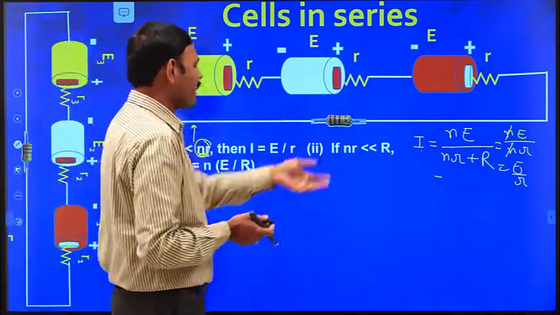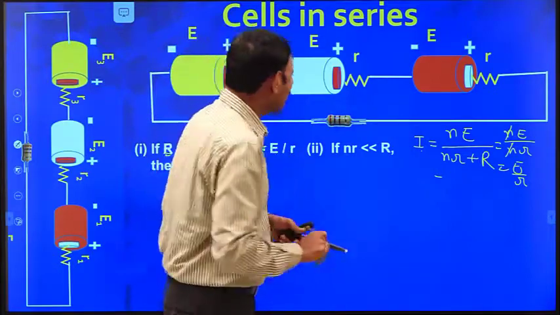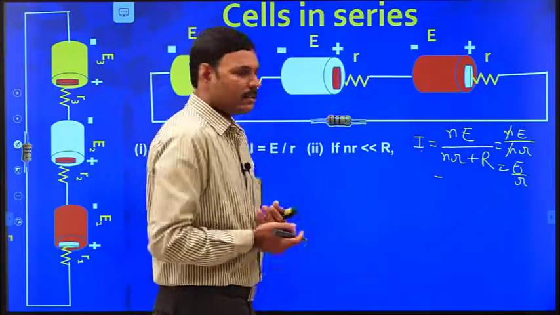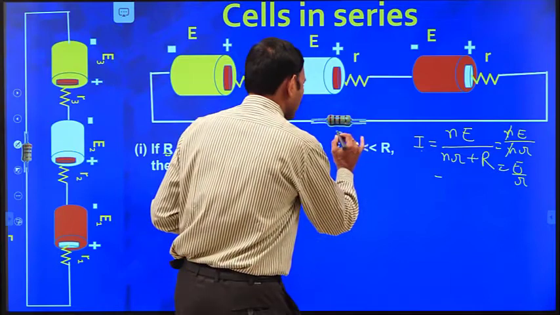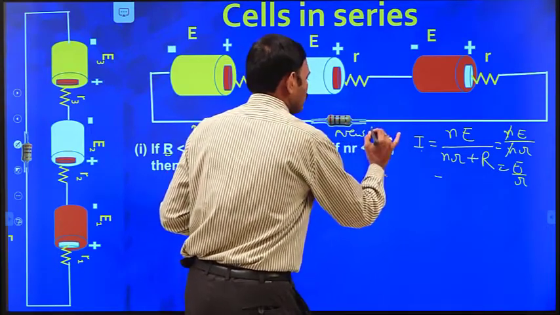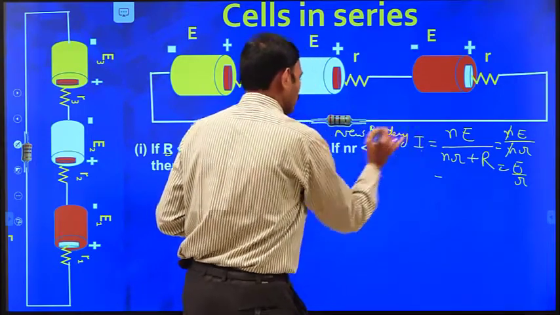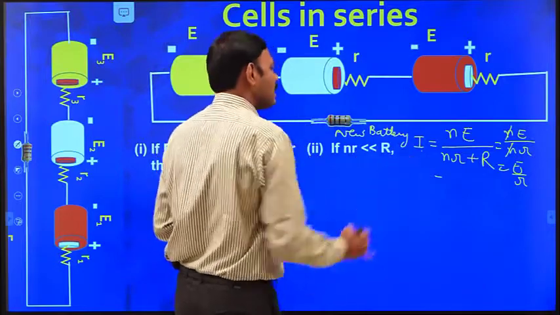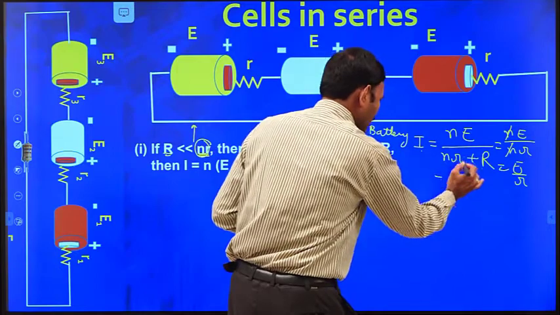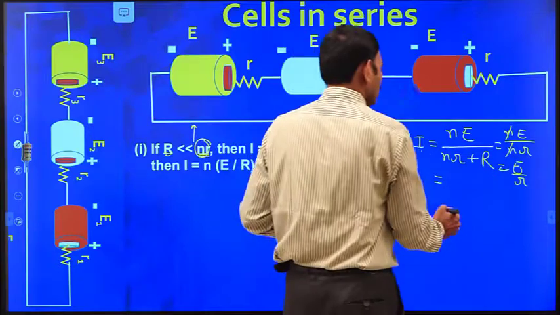If you consider a fresh battery, we loaded a new battery in a watch. Then what happens? A new battery doesn't start any chemical reaction. That's why, in the case of a new battery, the internal resistance is negligible. nr is very, very less than capital R.